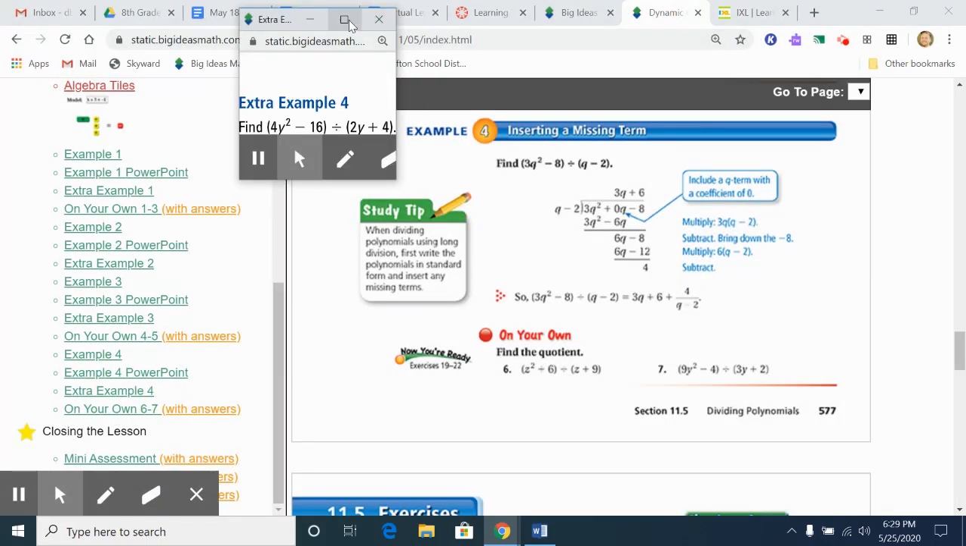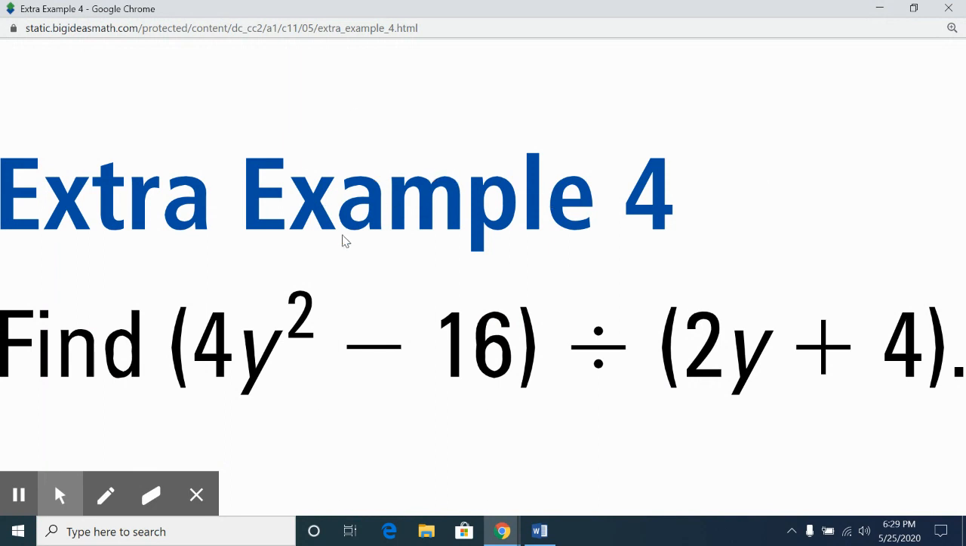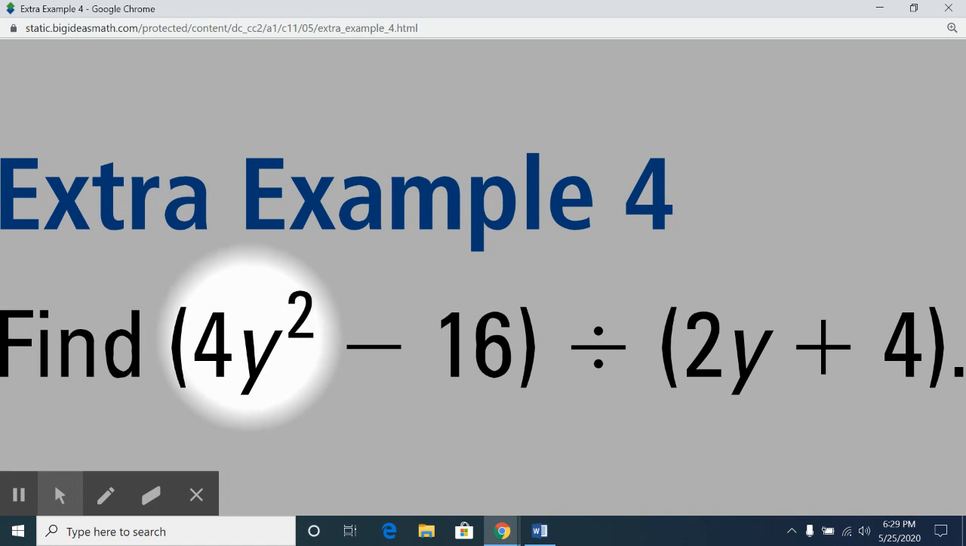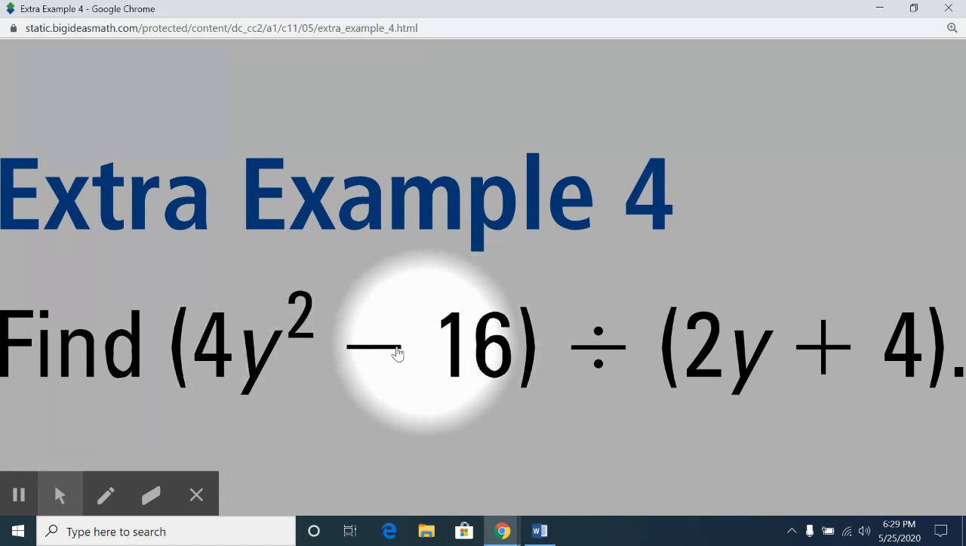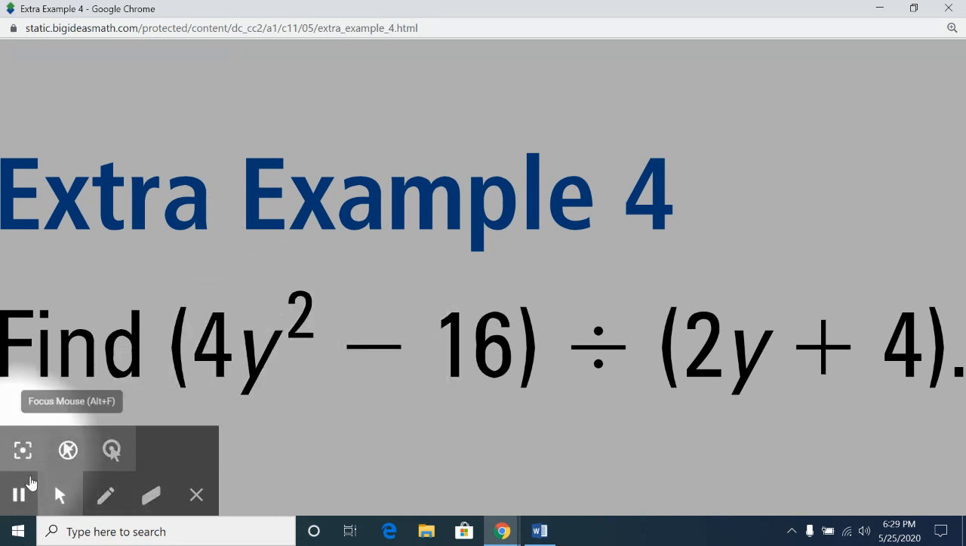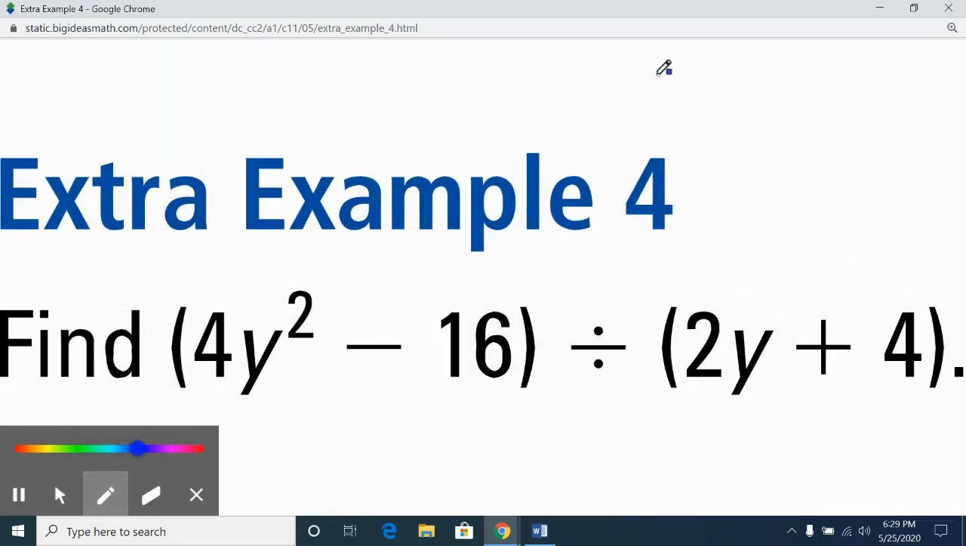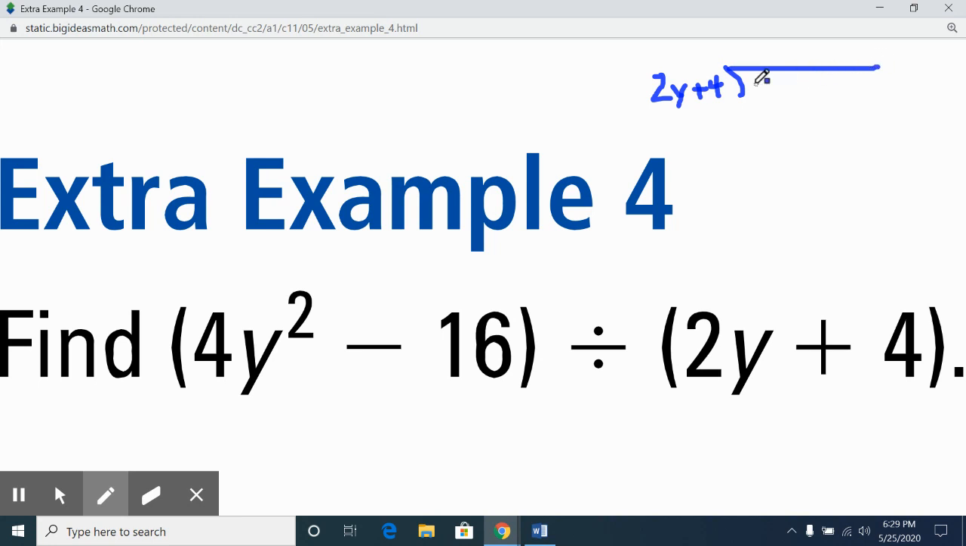Let's see what we have here. Let me walk you through this last one quick. What I'm seeing is there's a missing term. I have 4y squared minus 16. I need to put a 0y in the middle of this to make this work. Let's do this one quick. I have 2y plus 4 being divided from 4y squared plus 0y minus 16.